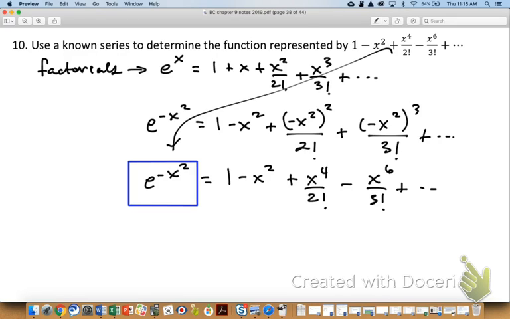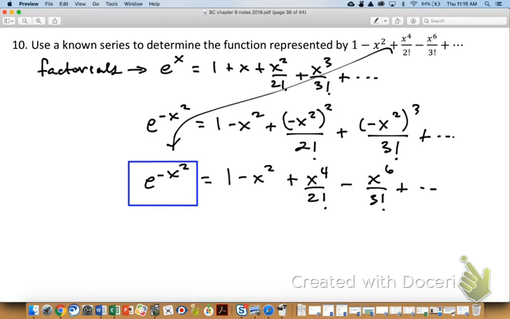Do you throw in the nth term? Nope. It didn't ask for the nth term. It said, now, this is really important. The question says, what known series could you use to determine the function? So the answer isn't an nth term, it's not the series, because the series is right there.